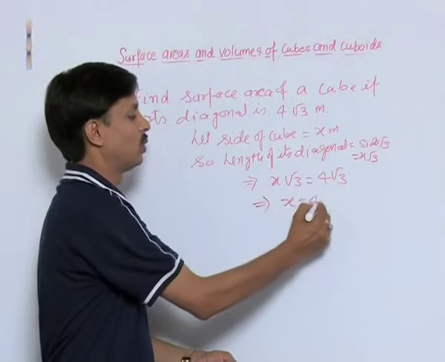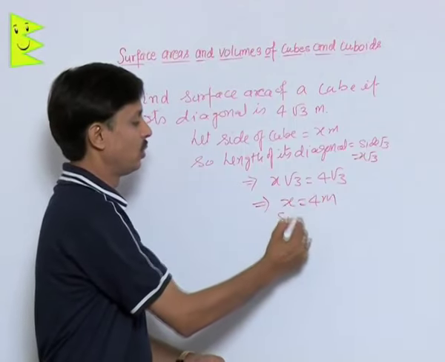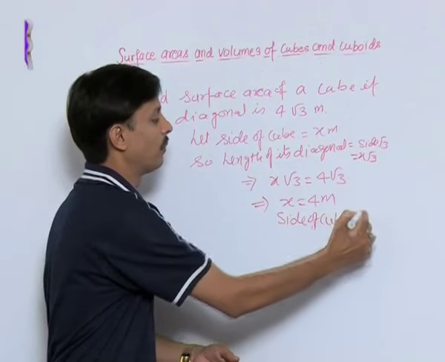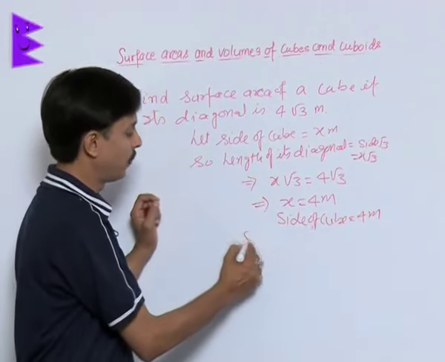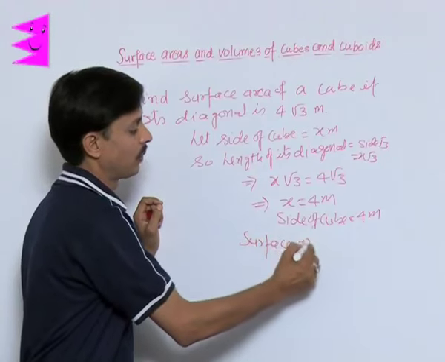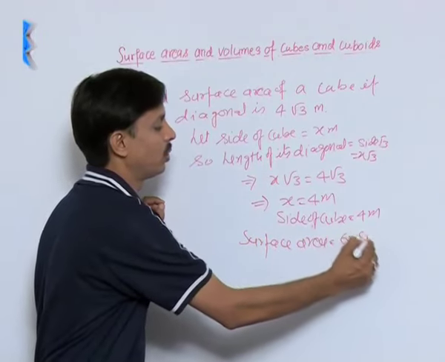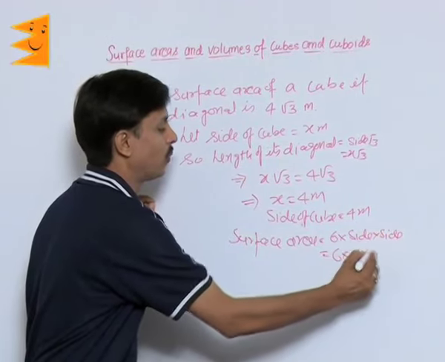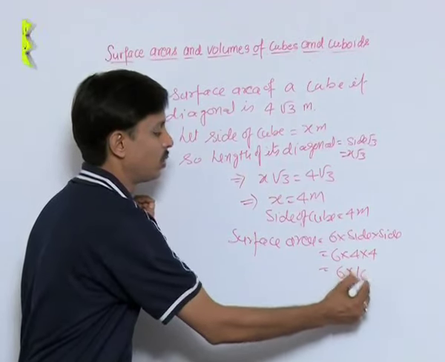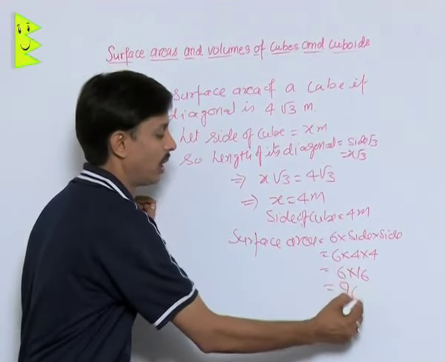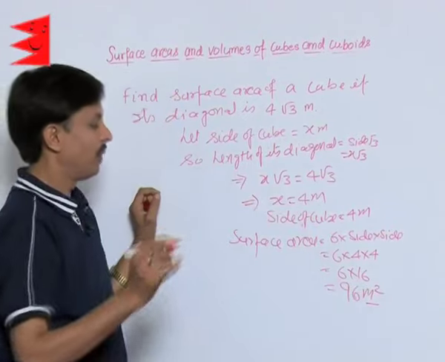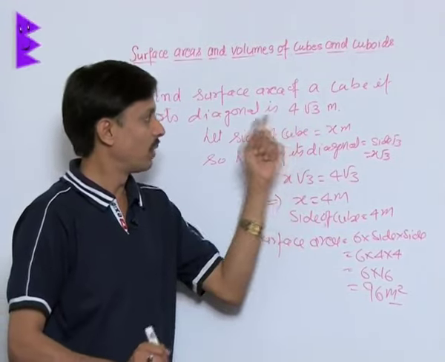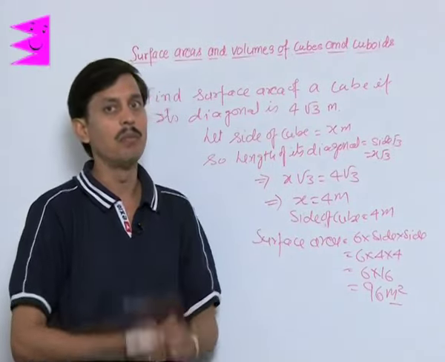This implies x is equal to 4 meters. That is, you can say the side of the cube becomes 4 meter. So, its surface area is 6 into side squared, that becomes 6 into 4 into 4, that becomes 6 into 16, that becomes 96 meter square. This will be the surface area of that cube whose length of diagonal is 4 root 3 meters.